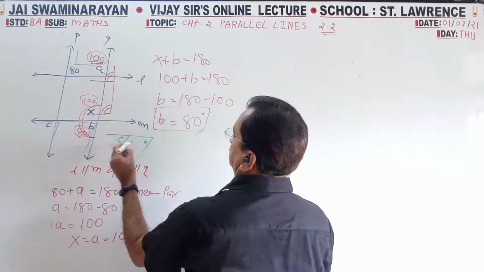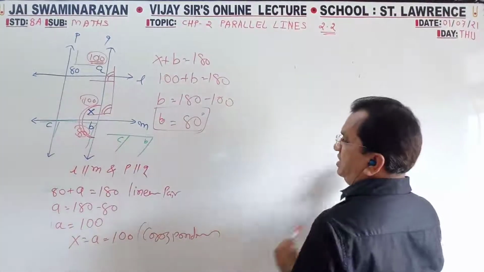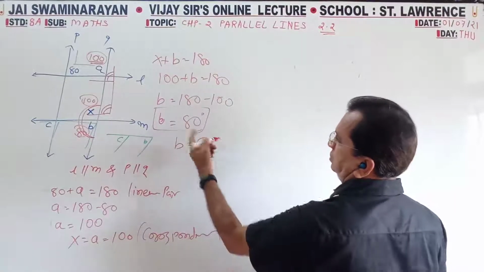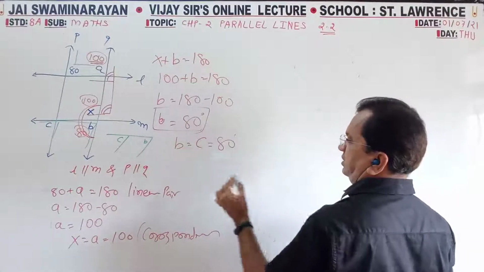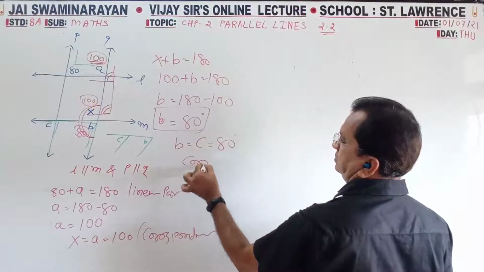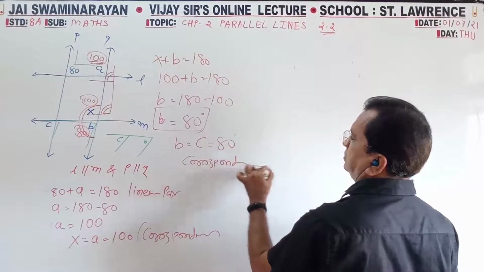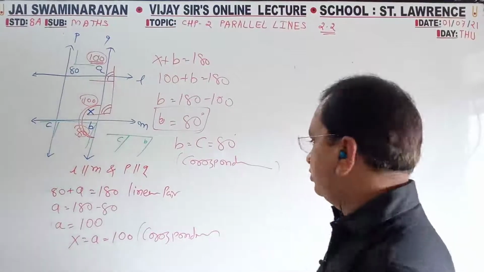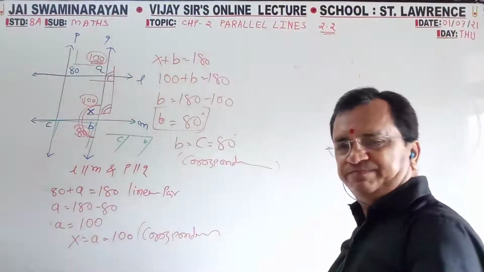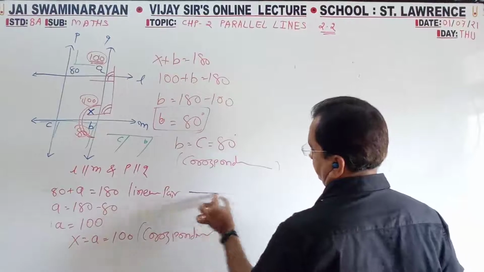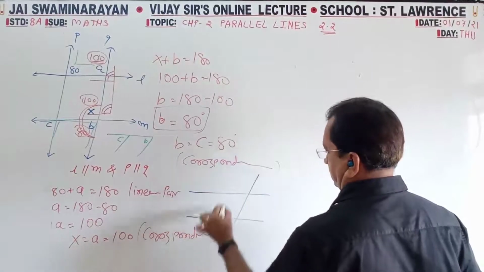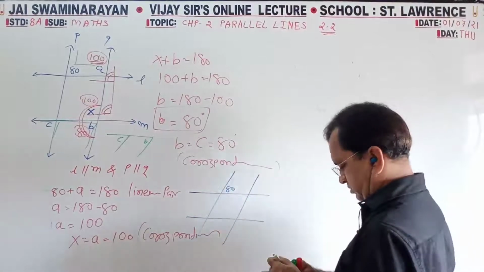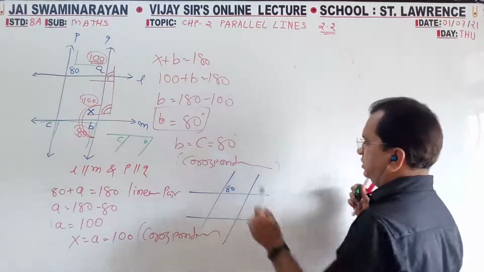This is B, this is C. So B is equal to C is equal to 80. Why? Corresponding angle. Again I want to explain with a separate diagram. This is 80. So this is C shape.